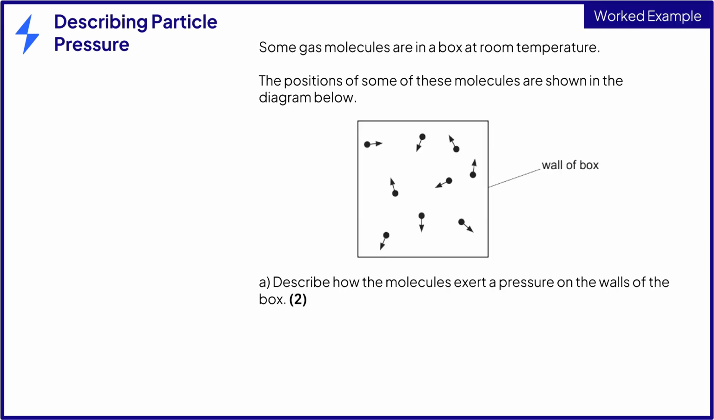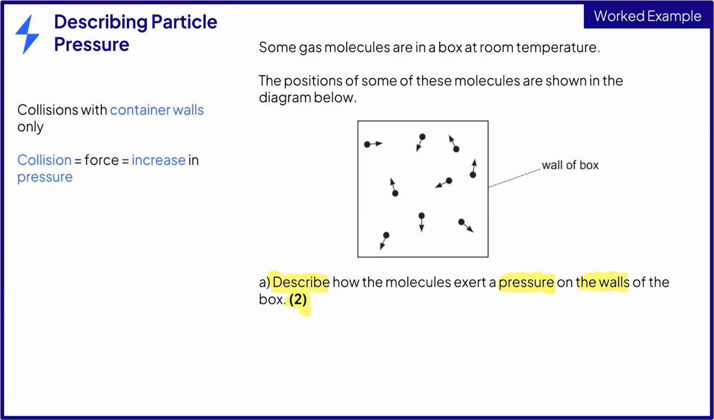In this worked example, some gas molecules are in a box at room temperature. The positions of some of these molecules are shown in the diagram below. Part A is to describe how the molecules exert a pressure on the walls of the box for 2 marks. This question is asking only about the particle collisions with the container walls and not with each other.